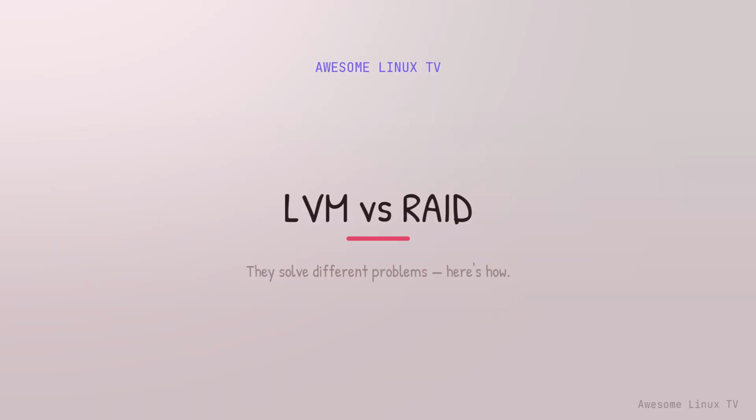If you've spent any time looking into Linux storage, you've probably seen LVM and RAID mentioned together, sometimes even used interchangeably. They're not the same thing. RAID protects you from disk failure. LVM gives you flexibility to resize, move, and organize storage on the fly. Let's break each one down, then look at how they fit together.